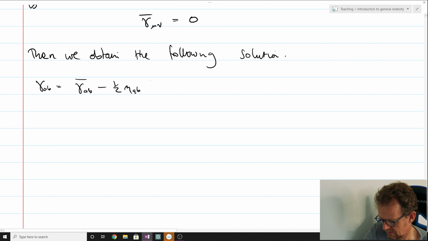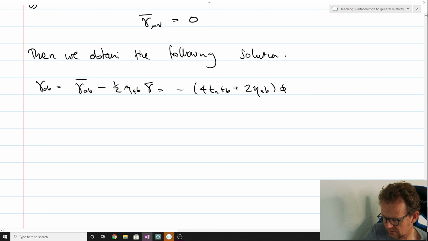Namely, we find that we can express the solution in the following terms. So t is this time-like unit vector, the unit vector pointing in the time direction. And we've introduced this phi. What's phi? Well, phi is just a solution to the Poisson equation.